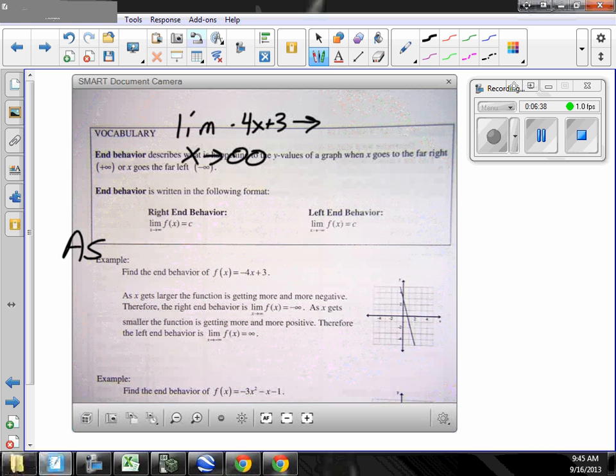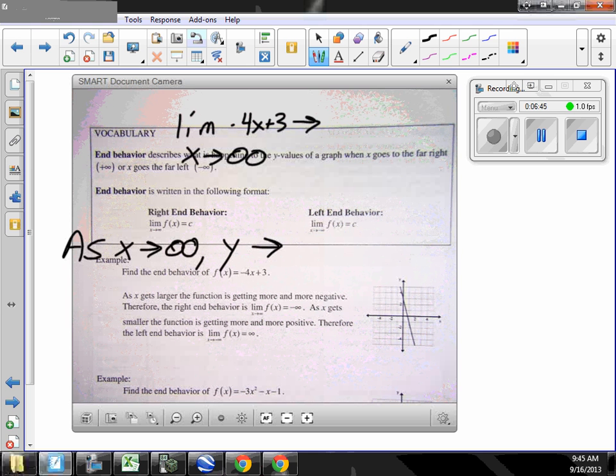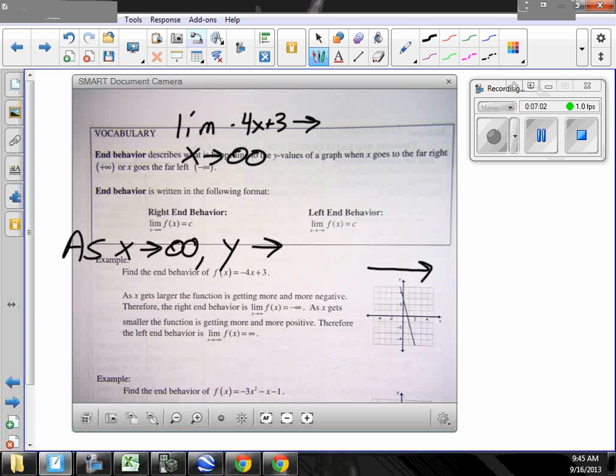As x approaches infinity, y approaches, and then we just need to figure out what the answer is. So you don't need to write the limit and the function and all of that. So if we look at this graph, if we travel to the right, if my x's go to the right, what direction is my y traveling? Down. So y is approaching negative infinity.